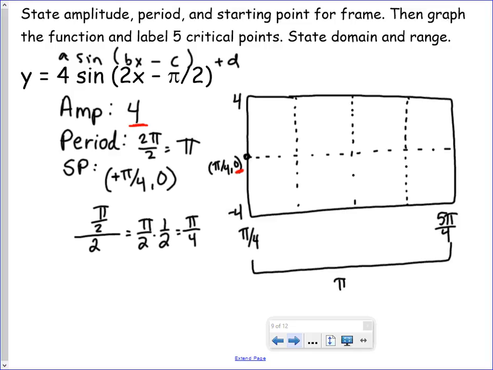To get my middle one, instead of adding pi, I'm adding half of pi. So I could think about what's pi over 4 plus pi over 2, or what's in between pi over 4 and 5 pi over 4, 3 pi over 4. Thinking ahead, aren't I? Anyway, answers. What's in between pi over 4 and 3 pi over 4? What number is between 1/4 and 3/4? 2/4, which is 1/2.